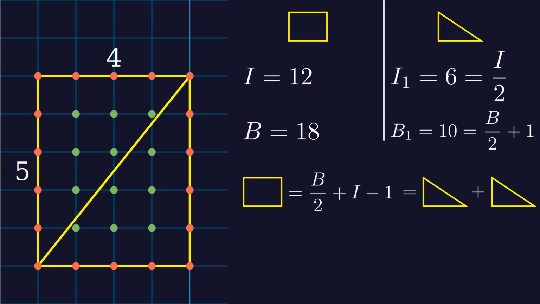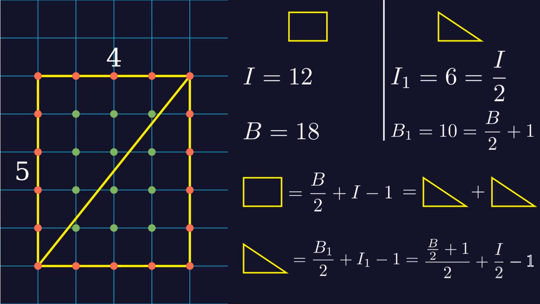The area of one triangle should be equal to half of the interior points of the rectangle plus half of the rectangle's boundary points plus 1, divided by 2, minus 1. After simplifying, we get (I plus b over 2 minus 1) divided by 2. And that is true because one triangle has half of the area of the rectangle, and the formula for the area of the triangle is just the formula for the rectangle's area divided by 2. So now we know that Pick's theorem is also true for the triangles.